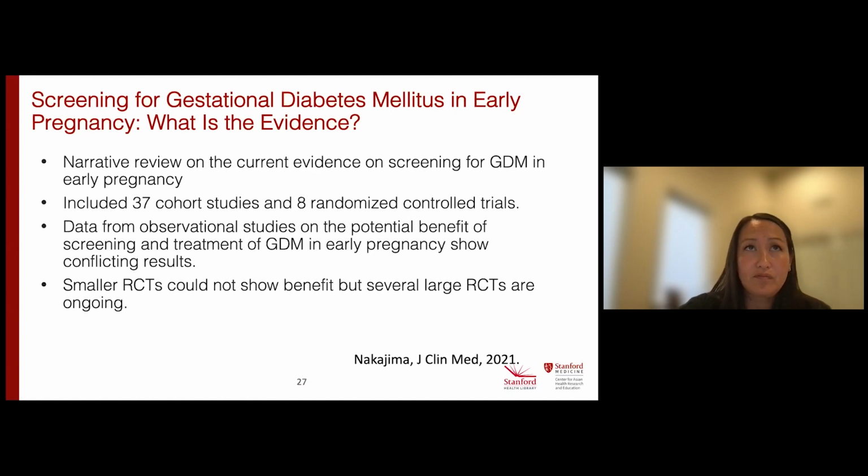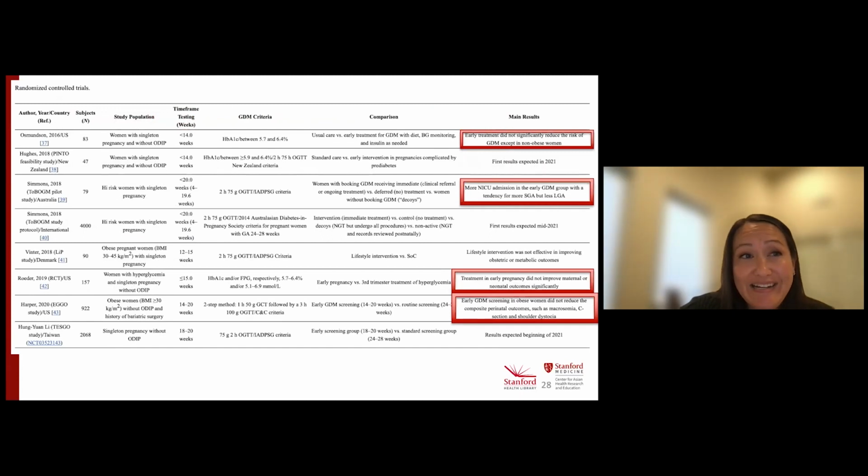I know this is a very busy slide, but these go over the 8 RCTs that he mentioned in his paper. The top one, Osmundson, found that early treatment did not significantly reduce the risk of gestational diabetes, except in non-obese women, but the sample size was only 83 patients, so pretty small.